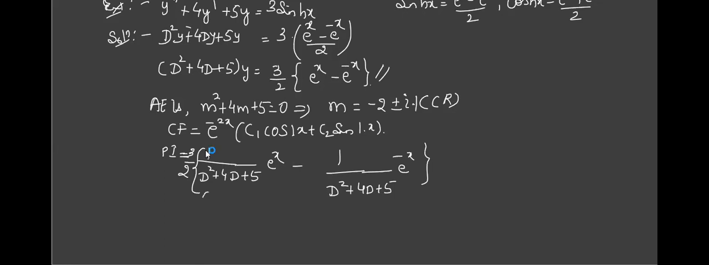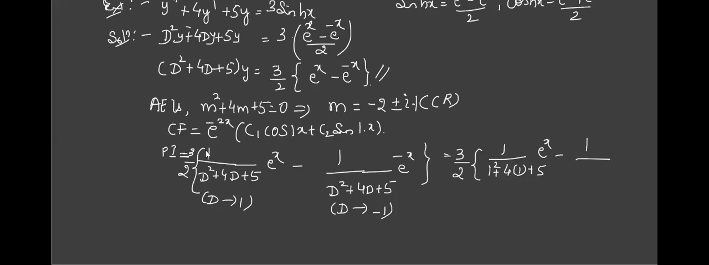Tell me, in the first case, D has to be replaced by 1, and D has to be replaced here by -1. Do it. Just check what happens. This is 3/2. If you replace D by 1, it is 1 square is 1 plus 4 into 1 plus 5, into e raised to x. And here if you replace D by -1, what happens? -1 square plus 4 into -1 plus 5. Am I correct?